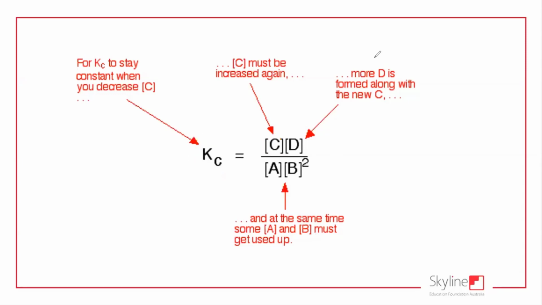So now we're going to have a different amount of concentrations of A, B, C, and D, but when we put them into the equation, they're going to produce the same number. That's the tricky part. All right, so changing the system, Le Chatelier's principle.